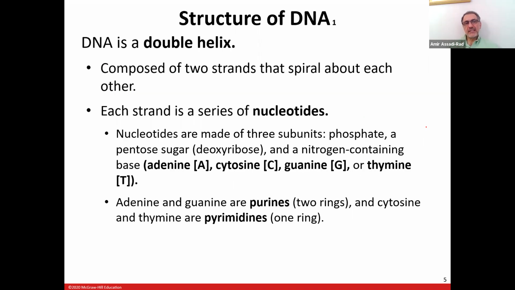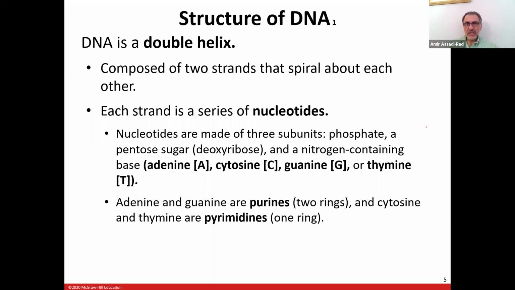DNA is a double helix. So this ladder is double, one leg on each side. That's what they mean by double. And helix, I cannot do it with this, but when it's twisted like this, it means it's helix. So DNA is twisted like this, so that you guys can see that in my diagram. That's what double helix means. Okay.